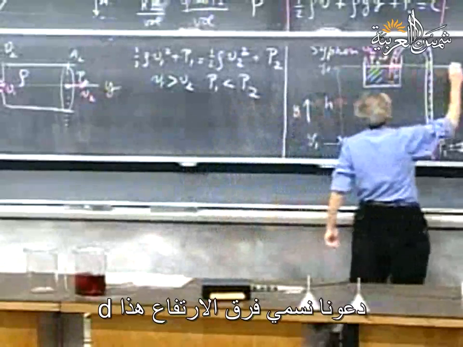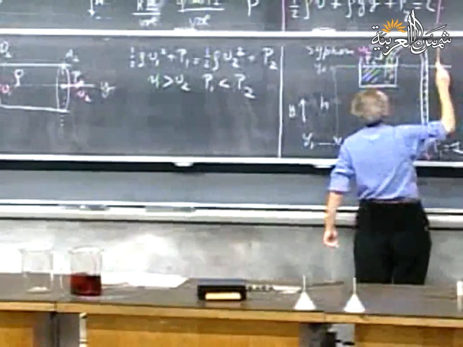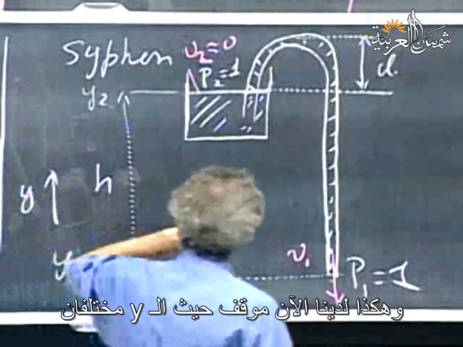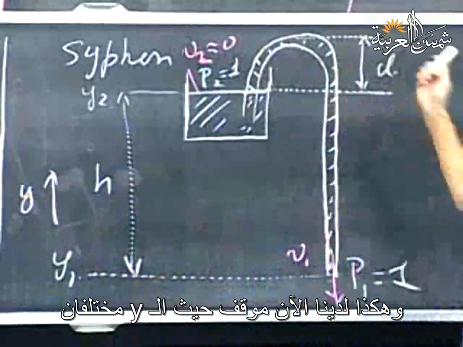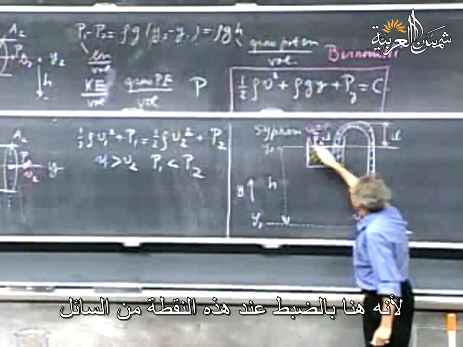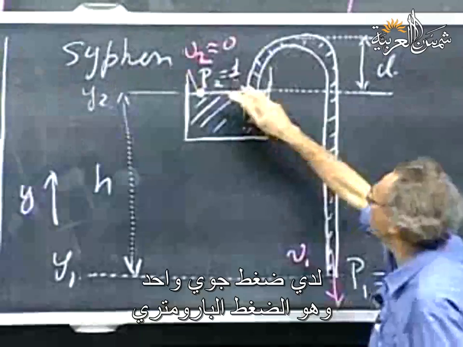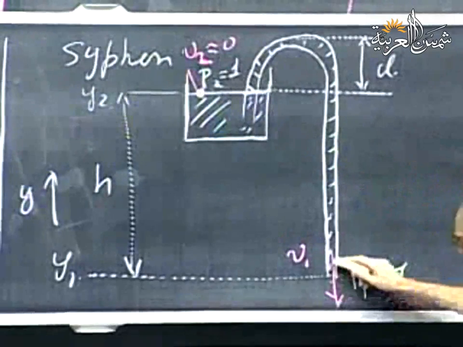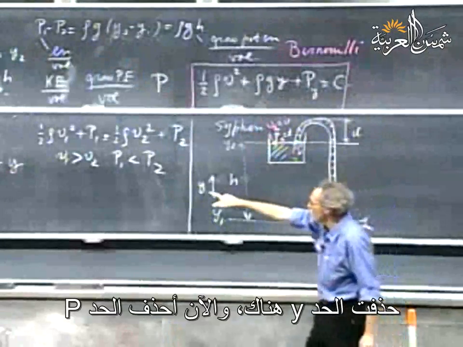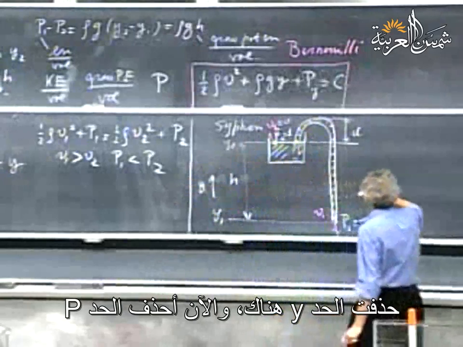Let's call this height difference D. I apply Bernoulli's law. So now we have a situation where the y's are different, but the pressure is the same, because right here, at this point of the liquid, I have 1 atmosphere, which is barometric pressure, and since this is open with the outside world, P1 is also 1 atmosphere. So now I lose my P term. There I lost my Y term, now I lose my P term.